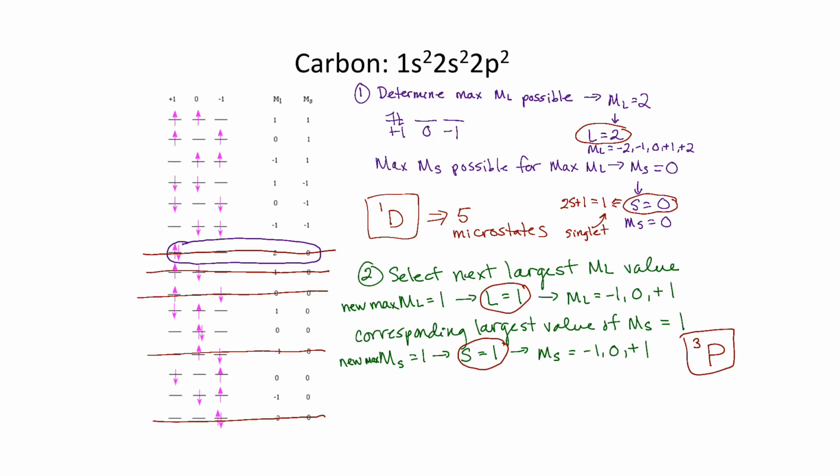Now we can cross off all of the microstates that correspond to our triplet P term symbol. That's going to be all these different combos of M sub L and M sub S. So we'll have -1, -1, -1, 0, -1, +1, and so forth. We're going to get a total of 9 microstates that fit under this triplet P term symbol. So we can just knock them off. I'll do these ones in green.